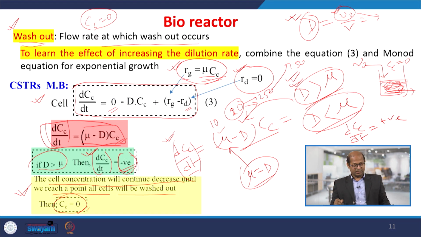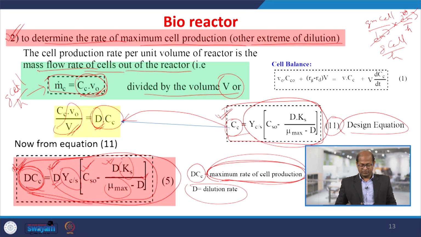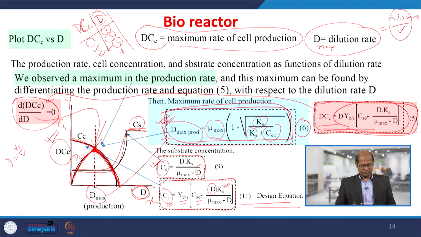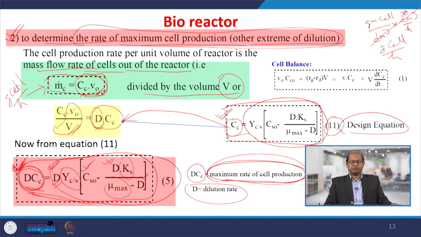And at washout conditions, what would be the dilution rate, that is the maximum dilution rate when cell concentration would be 0, we can determine from equation 4. At the same time, by using equation 5, we can find out what would be the maximum cell production rate inside the bioreactor. Okay. So, these equations are useful. I hope it is clear to you.